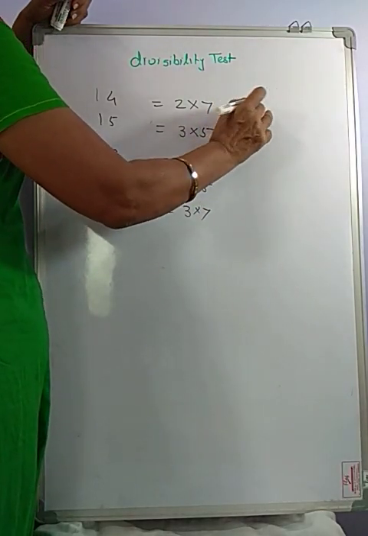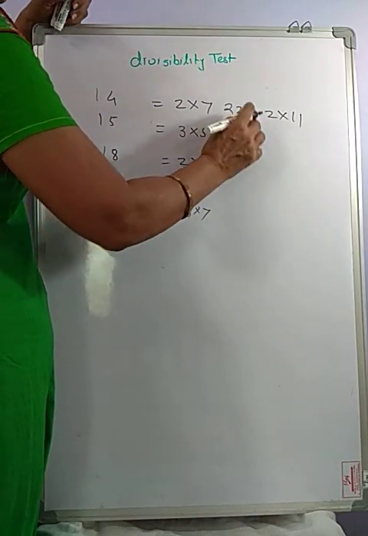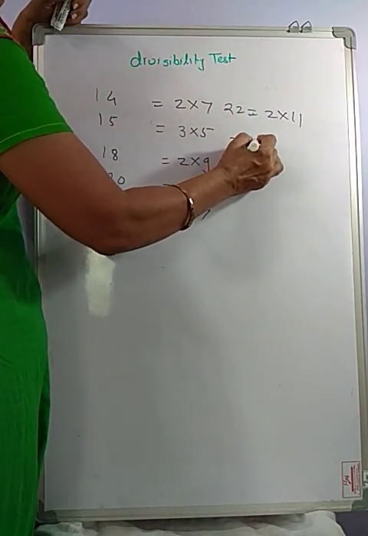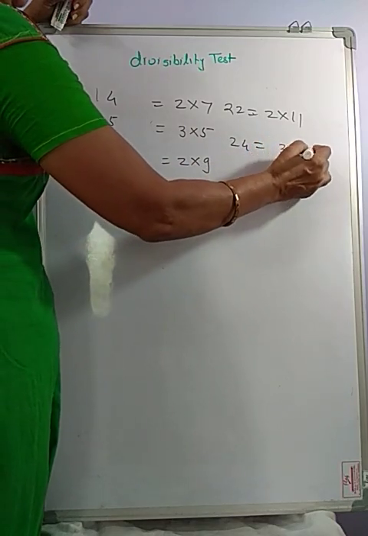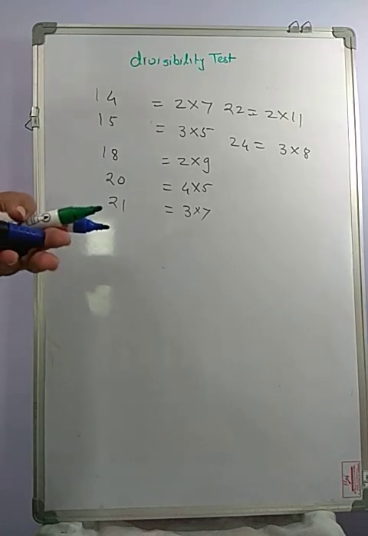22 can be written as 2 into 11. 23 is prime, so we have to divide by itself. 24 can be written as 3 into 8. 25 can be written as the square of 5.